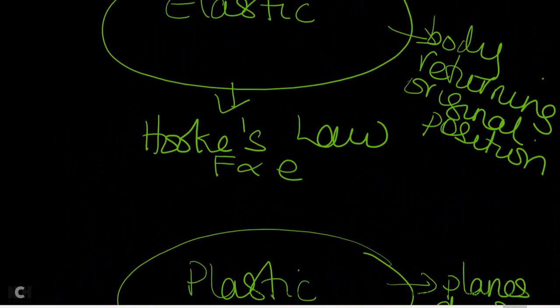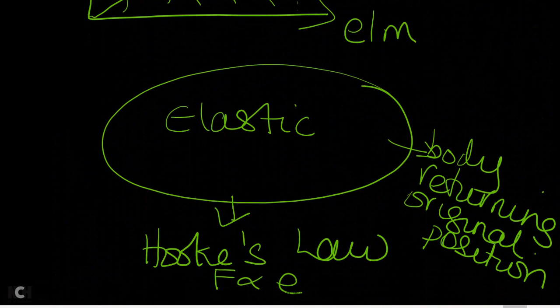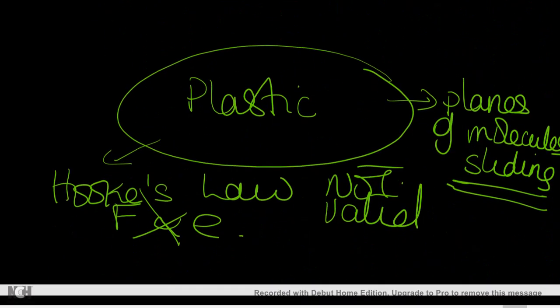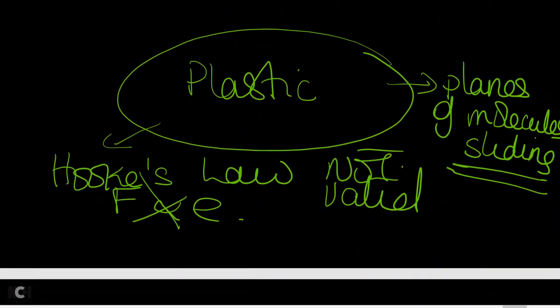But when you consider an elastic deformation, you have the individual molecules, on application of the force, shifting slightly from their equilibrium position, but when that force is removed, they return to their original position. But when you talk about plastic deformation, you're talking about planes of molecules sliding against each other.